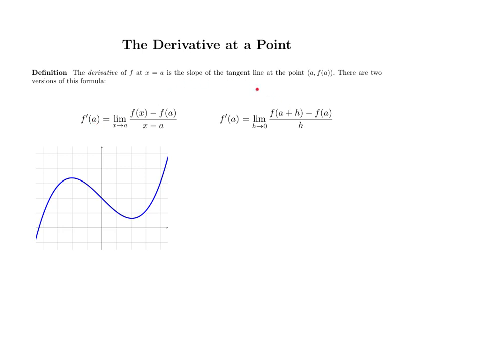Now there's two separate formulas, and I'd like to use this graph to explain where they come from. On our graph, let's say you want to estimate the slope of the tangent line at x is equal to a, and I'll put that value a right here. So that's the goal. You want to find the slope of this tangent line. The way we did this was by choosing a point that was close to a. I'll put that over here and I'll call it x.